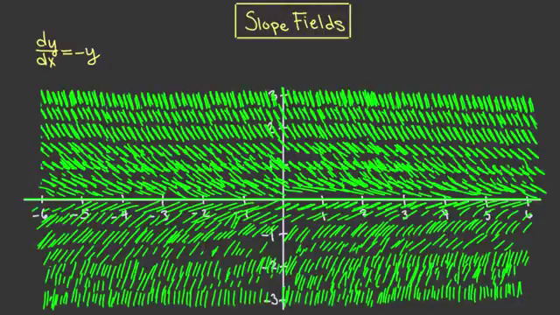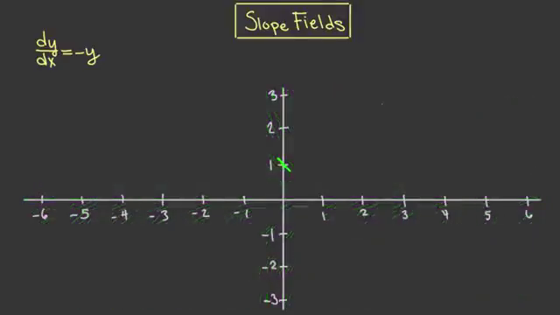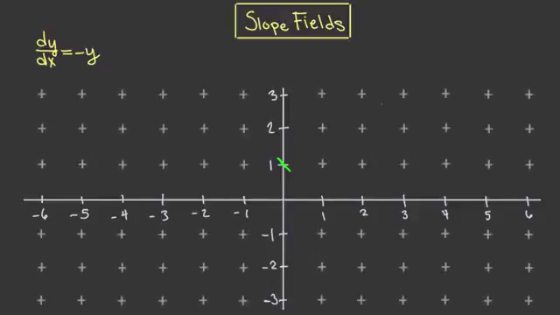Well, not really all points, because that would be crazy. Instead, we try to be systematic about it and find the slopes at all points on a grid. So I'm going to make a grid, and then I'll fill in the slopes at all of my grid points. So let's start at the origin. At the point (0, 0), the slope is 0. So I'll draw a horizontal line segment at (0, 0). And in fact, for any point along the x-axis, the y value is 0, so the slope is 0 there also. So I'll draw horizontal line segments at every grid point along the x-axis.